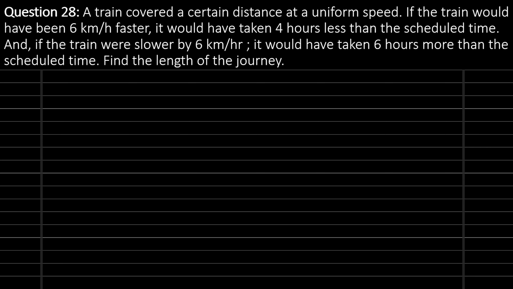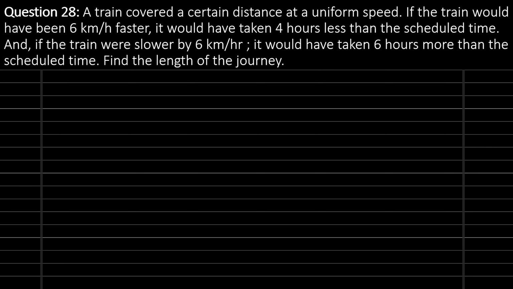Now let's try solving question number 28. A train covered a certain distance at a uniform speed. If the train would have been 6 km per hour faster, it would have taken 4 hours less than the scheduled time. And if the train was slower by 6 km per hour, it would have taken 6 hours more than the scheduled time. Find the length of the journey.